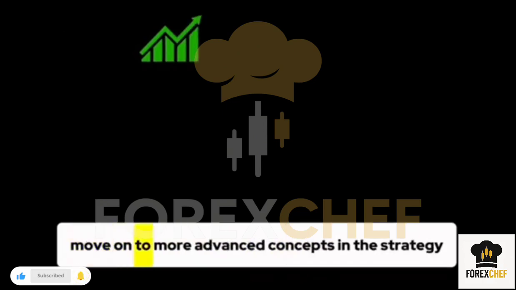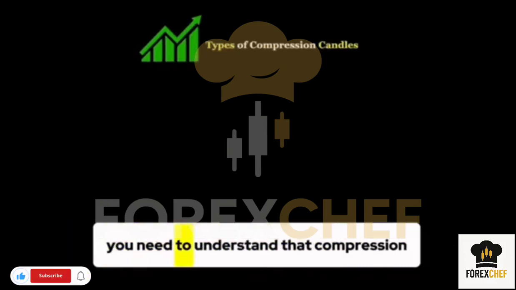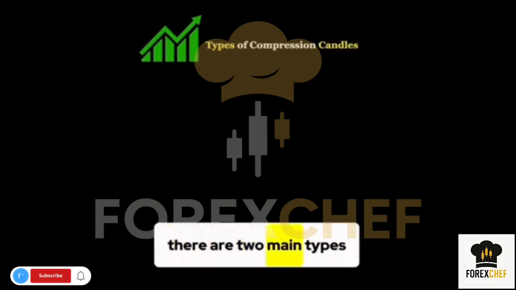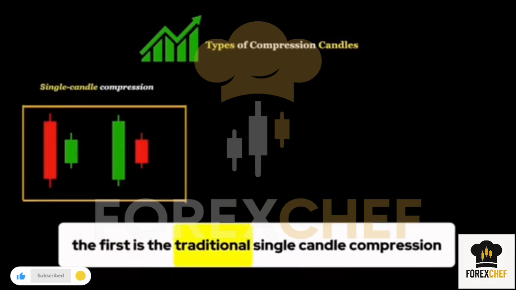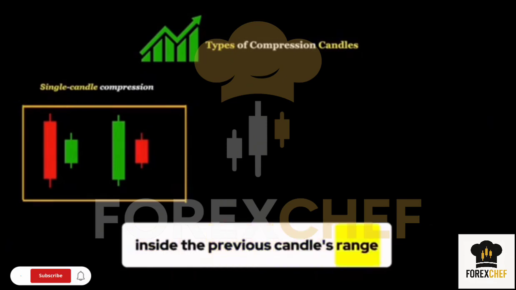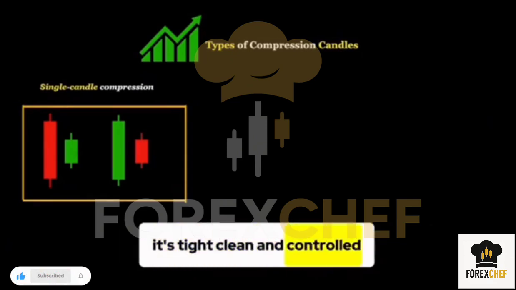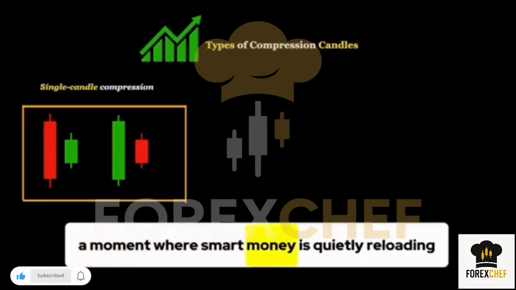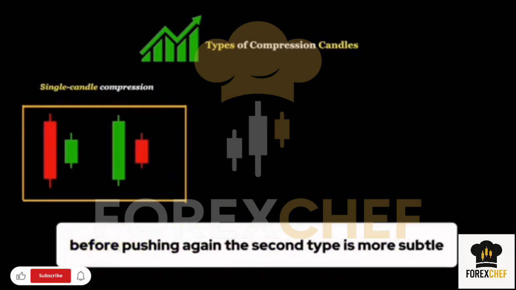Now, before we move on to more advanced concepts in the strategy, you need to understand that compression candles don't all look the same. There are 2 main types. The first is the traditional single candle compression. It's a small-bodied candle that forms entirely inside the previous candle's range. It's tight, clean, and controlled. This shows a quick pause in momentum, a moment where smart money is quietly reloading before pushing again.